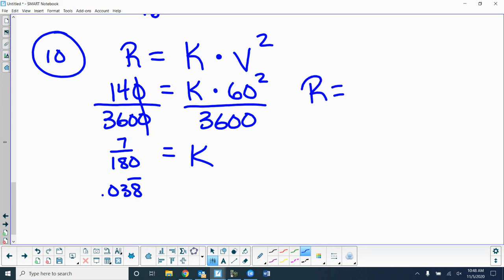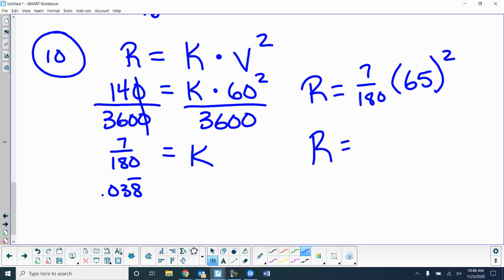So, I'll just use the fraction. And it's 65, and don't forget, it's squared. And it's 164 feet. Or it says nearest 10, 164.3 feet. That's pretty far, over half a football field. I think half a football field is 150 feet. That's pretty far. I don't know if I'd want to be on a motorcycle in the air that long.